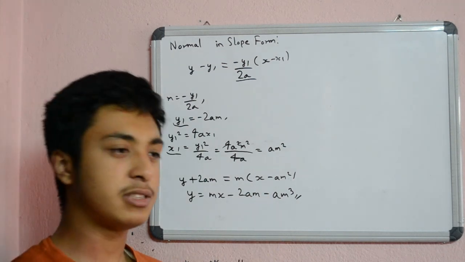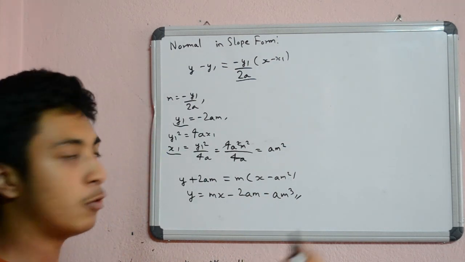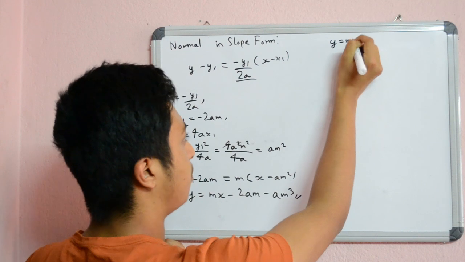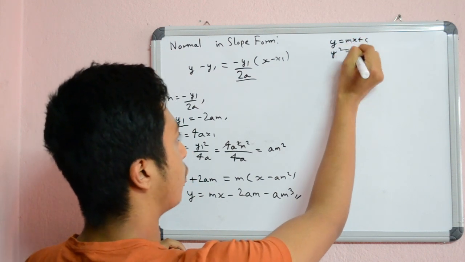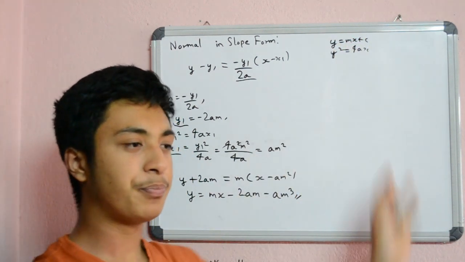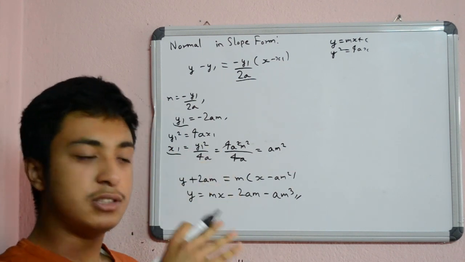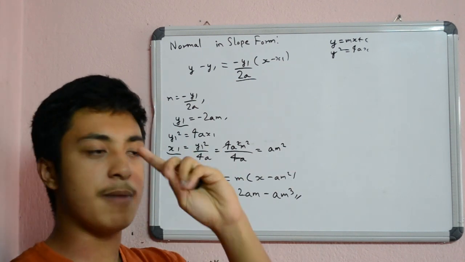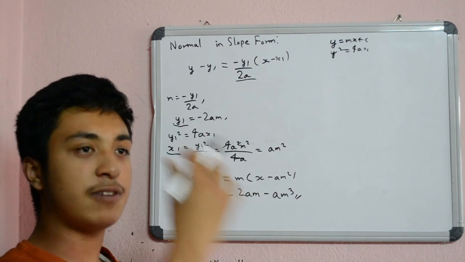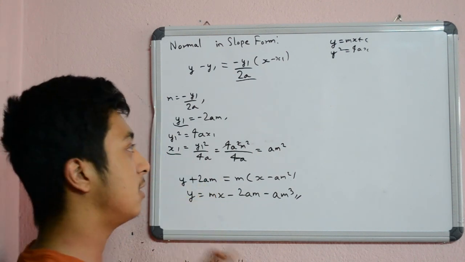Now you may be asking, why we didn't do it like before, taking y equals mx plus c, y square equals 4ax, and continuing forward. Well, because you have to remember one key fact. Tangent just means it touches one point on a parabola. That means it satisfies for just one value of x.